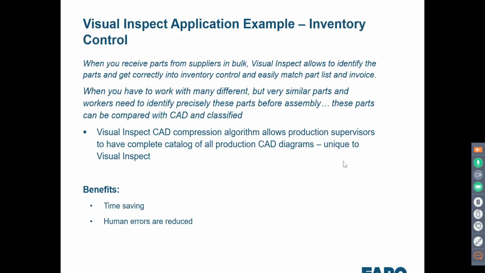Let's talk about inventory control. You receive parts in bulk from a supplier, and Visual Inspect allows you to identify the parts and correctly put them into inventory, and also match any type of part list or invoice associated with that. You might have quite a few parts, and quite a few that are very similar.